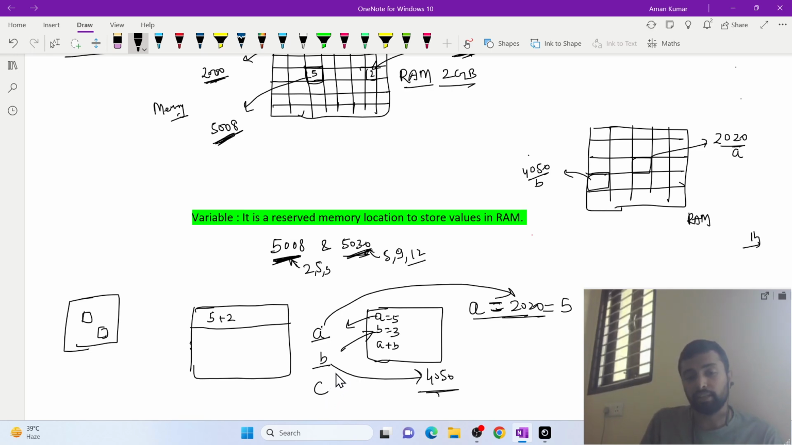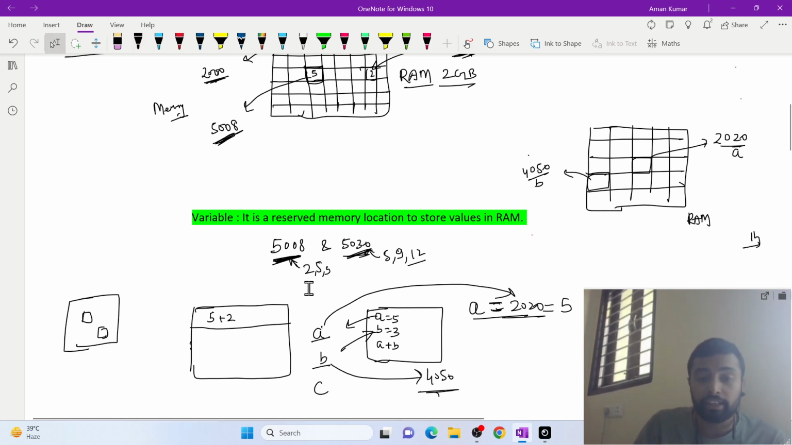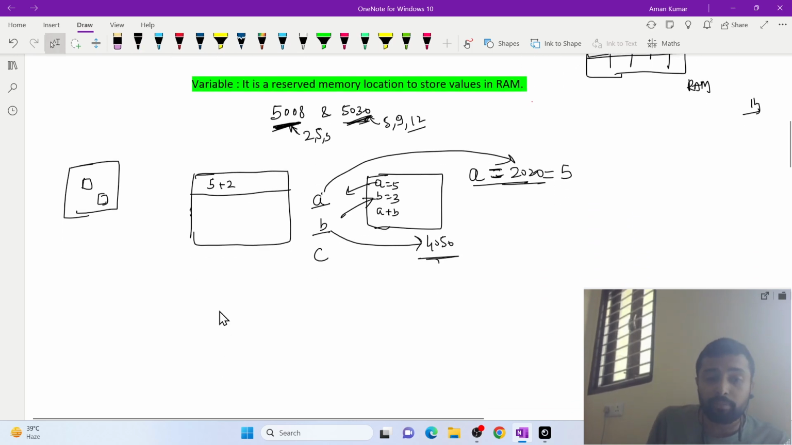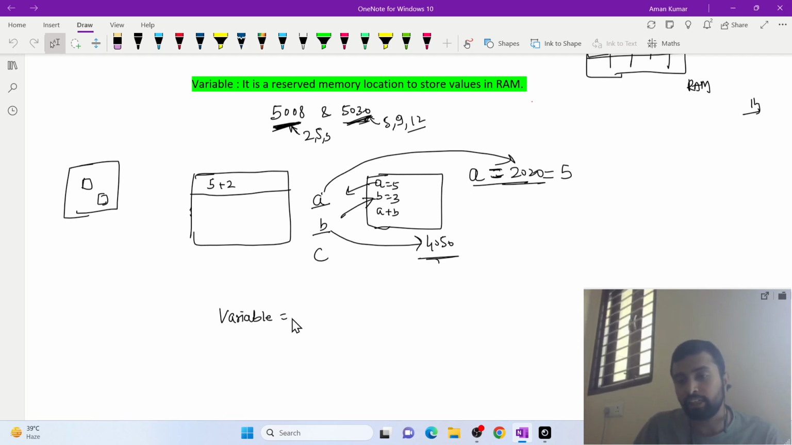Now let's understand why we say variable. You might say that we can also just say memory location, but why do we say variable? It is said because variable means which can be varied, which can be changed. So let me write that variable means which can be changed.